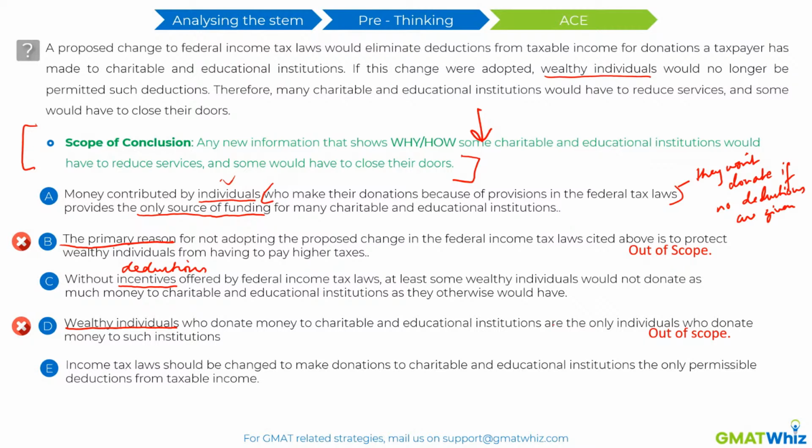E. Income tax laws should be changed to make the donations the only permissible deductions. Now, the conclusion is not concerned with changes in income tax laws. All right. It is just talking about the proposed change, a specific proposed change. So this is also out of scope. This is not telling me how these institutions would have to reduce services. So I'm really left between A and C now.